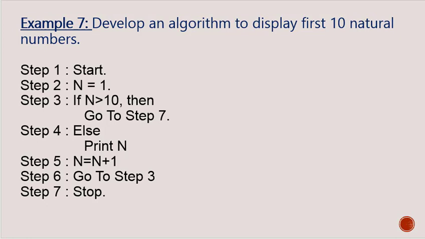it will go to step number 3 again to check whether the condition is still met or not. Then the value of n, which is 11, is greater than 10. So then it will go to step number 7, and in step number 7 it is mentioned to end the algorithm. So it will end the process there. This is how the repetition construct works.